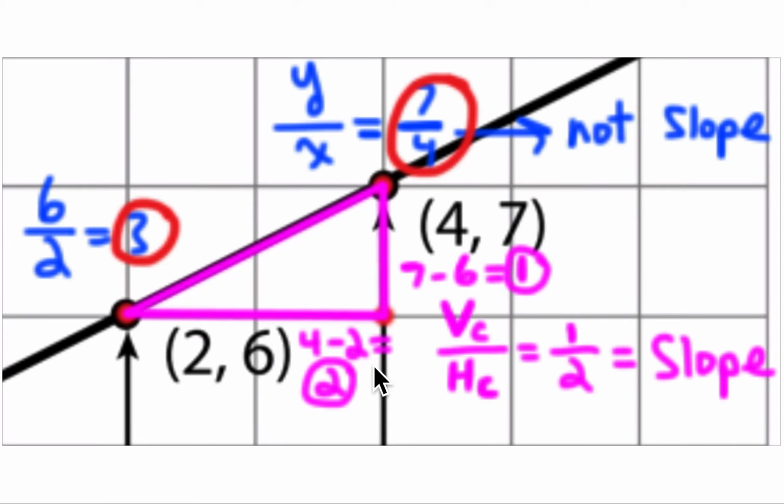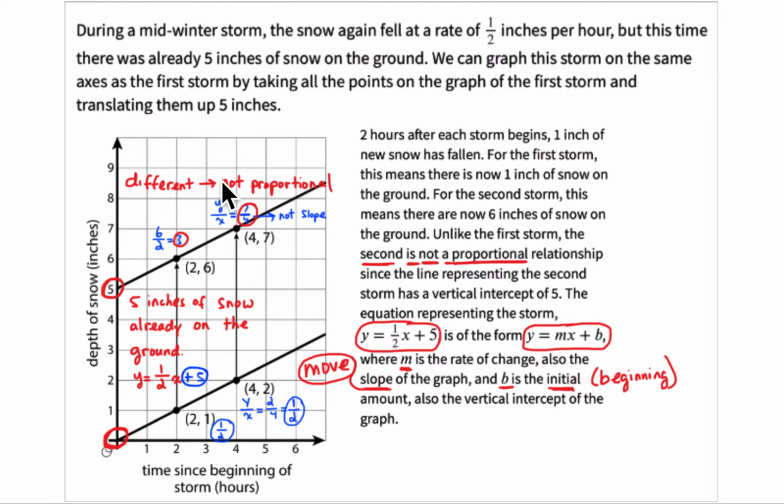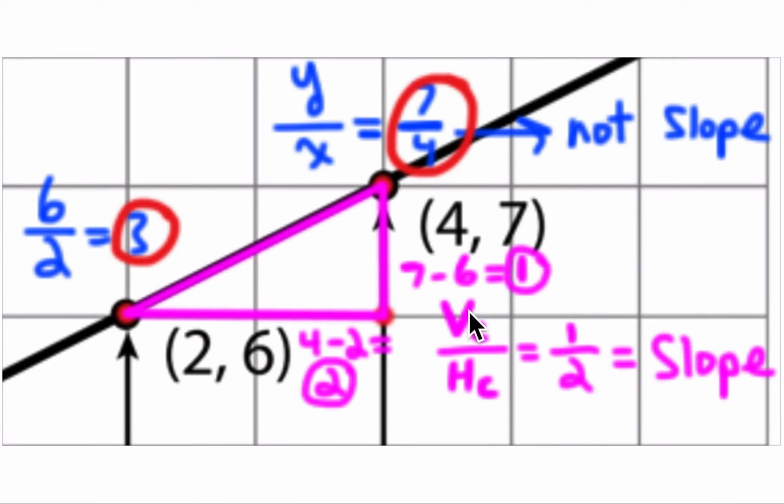So this is just zooming in to this part right here. I'm looking at this point 2, 6 and this point 4, 7. I'm going to zoom in and go through writing the slope of this line. So you have to find what the vertical change is and divide that by the horizontal change.